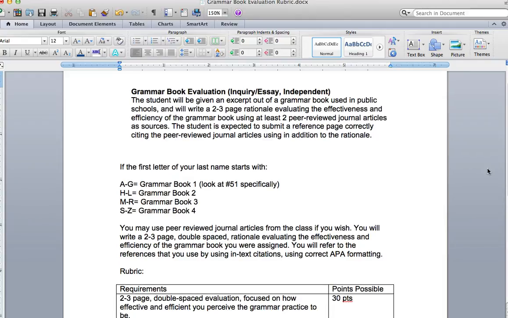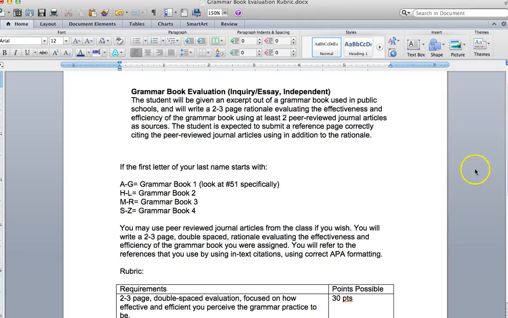What you're going to do, and keep in mind that even though it's an evaluation, which kind of seems like it means it would be negative, don't be afraid to highlight the positives of what you find in these grammar books. Talk about what it is that would make this effective, and perhaps if you feel like it wouldn't be effective, why it wouldn't be effective. Try to find the positives and negatives.